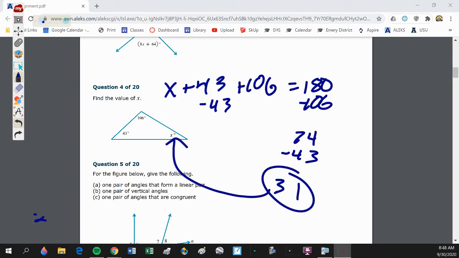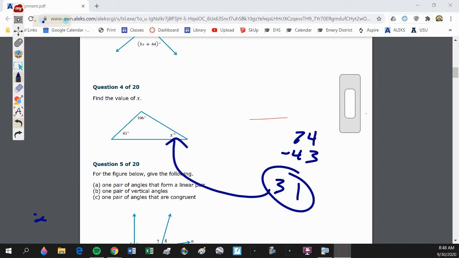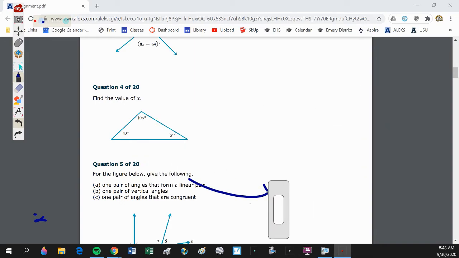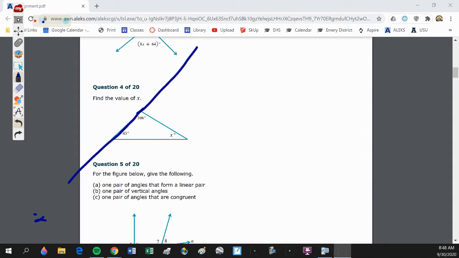Why does that make sense? Why does it equal 180? Oh, well, I'll show you. Watch this. So let's say that I drew this line out here. And then I'm going to take this line and make a parallel line right here. Right?